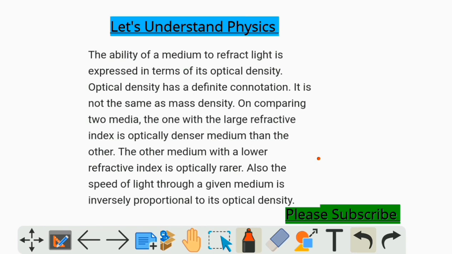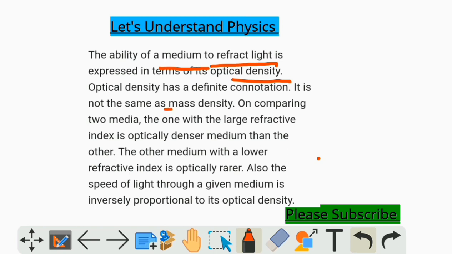The ability of a medium to refract light is expressed in terms of its optical density. As we know, if you have transparent media, and the light is traveling from one medium to another medium, it refracts. The angle of refraction depends upon the speed of light in a particular medium, that is its optical density. Understood? Then optical density has a definite connotation.